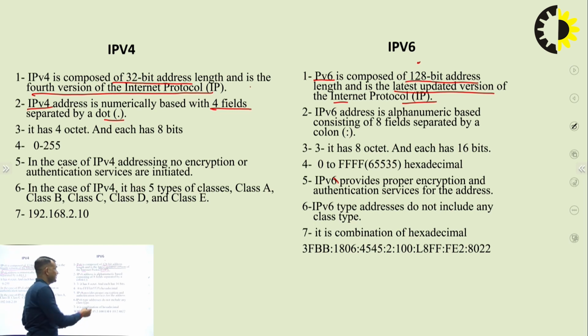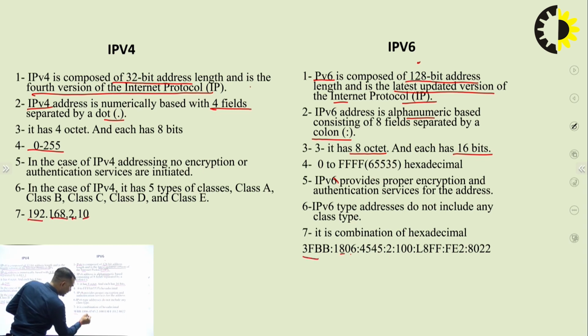Here the address is alphanumeric and consists of colons. It will be separated by a colon. Next, its range is 0 to 255, and it has 8 octets. It has 8 octets and each has 16 bits. Here, for this version, we have the topic, this is the 4, and it is divided into 8 parts, 8 octets, and each octet has 16 bits.